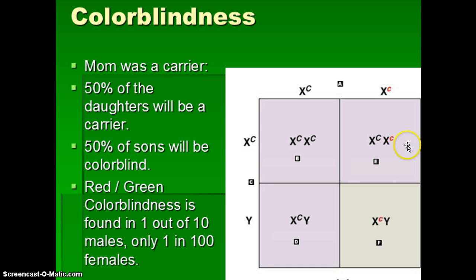It's either going to be expressed or it's not. So the option is 50% females and 50% males, and of these you have the possibility of a female getting it and the possibility of a male getting it. 50% of the daughters will be a carrier and 50% of the sons will be colorblind. Red-green colorblindness is found in 1 of 10 males and only 1 in 100 females, so there can be some variation with that. But this is what we're going to be practicing: how do we do Punnett squares for sex-linked traits or alleles.